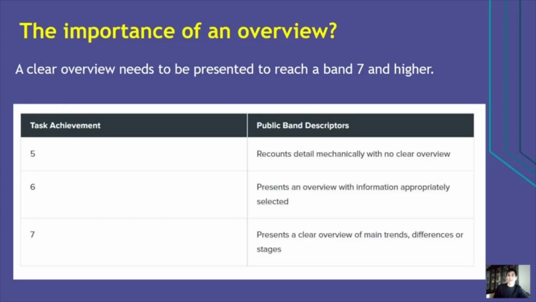Now, a Band 6 report in Task 1 should represent an overview with information appropriately selected. However, in order to get a Band 7, your report should represent a clear overview of main trends, main features, differences, or stages. Now you can see how important your overview is in Task 1.